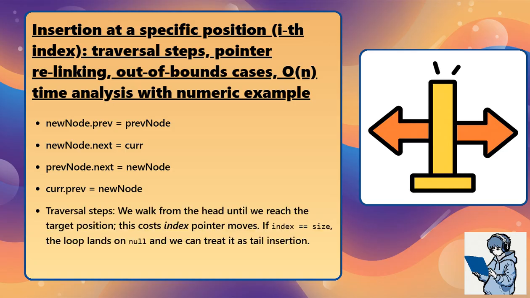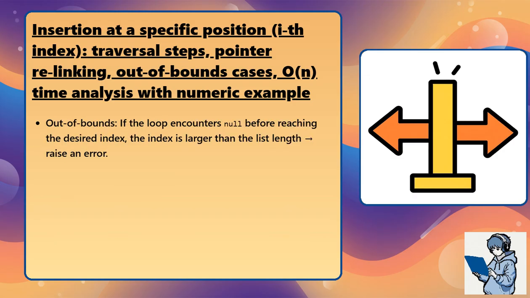Traversal steps. We walk from the head until we reach the target position. This costs index pointer moves. If index equals size, the loop lands on null and we can treat it as tail insertion. Out of bounds: if the loop encounters null before reaching the desired index, the index is larger than the list length, raise an error.